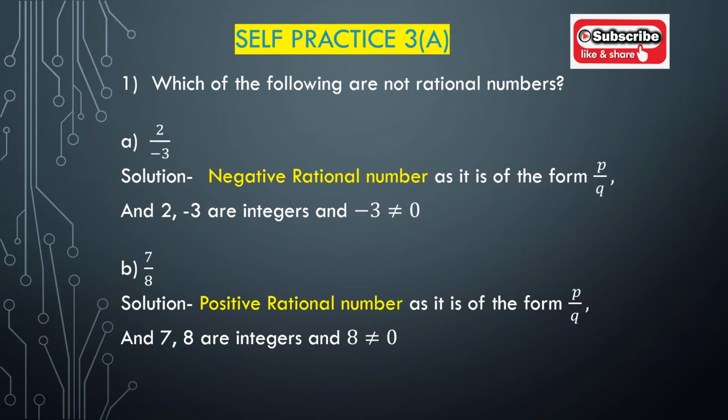Second bit b, 7 divided by 8. 7 divided by 8 is a positive rational number as it is of the form p divided by q where p and q, that is 7 and 8, are integers and 8 not equal to 0. So 7 divided by 8 is a positive rational number.